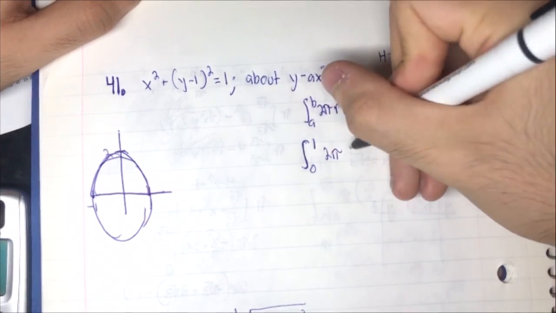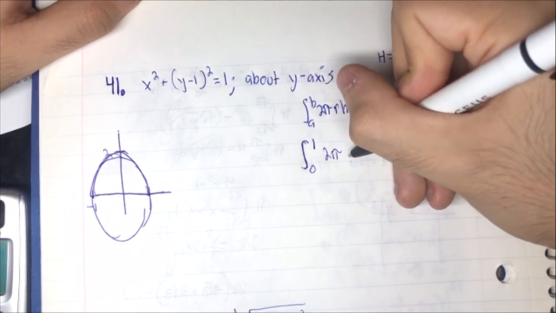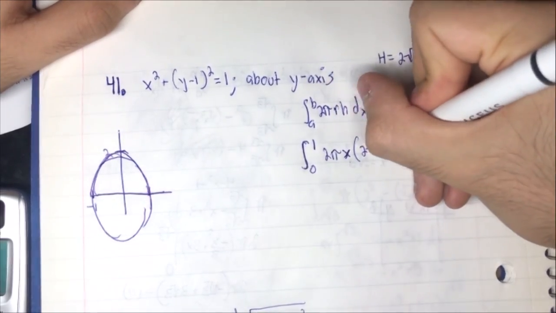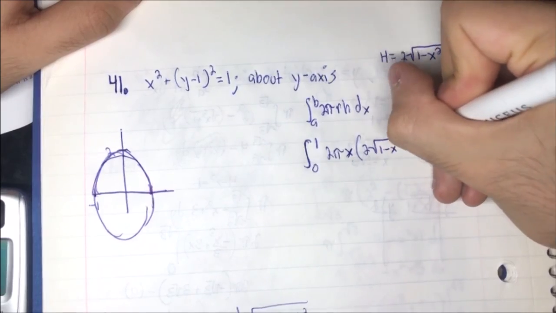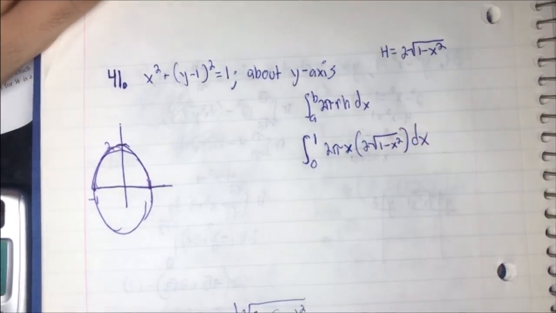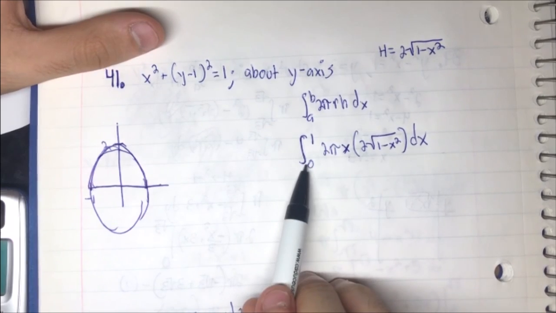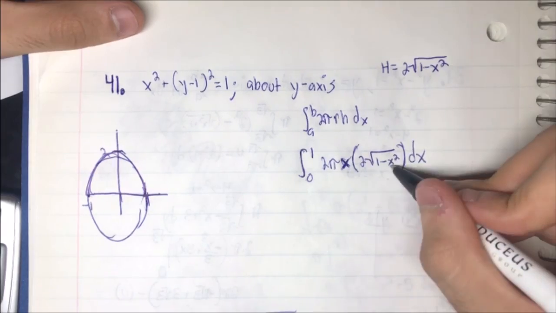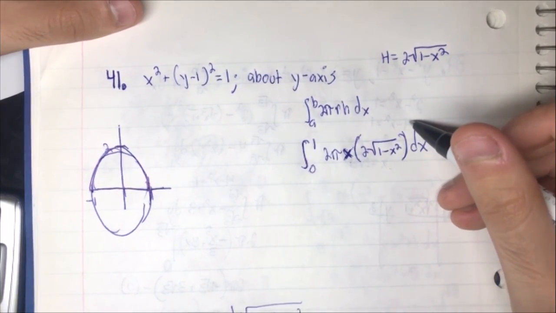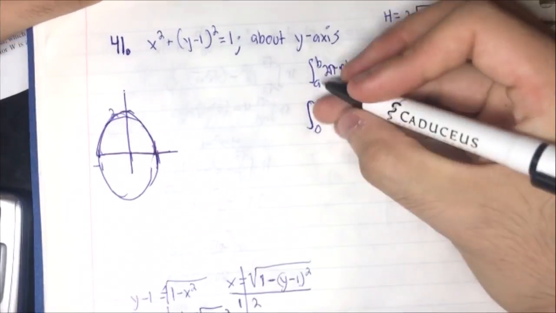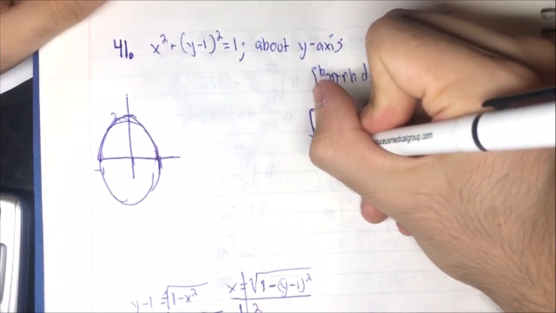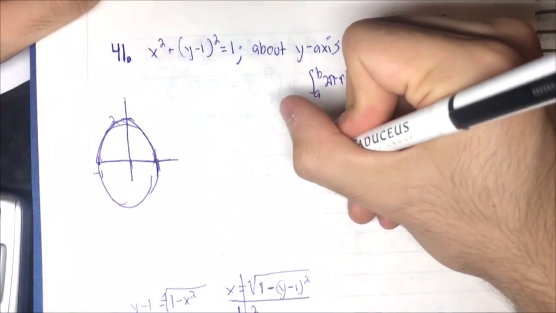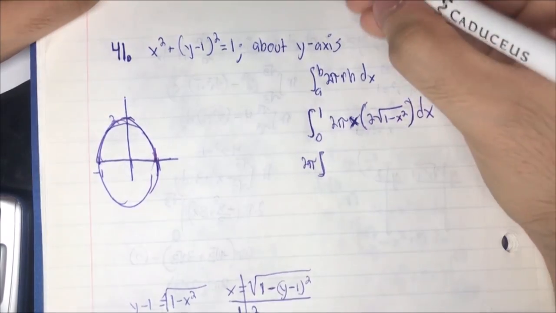And 2 pi times the radius. The radius was just x, and the height is 2 radical 1 minus x squared dx. So that's what you're supposed to get. First of all, I have no idea how we get 0 and how we get 1. I don't get how we get that either. If someone knows how to do this, please explain it to me in the comments section.